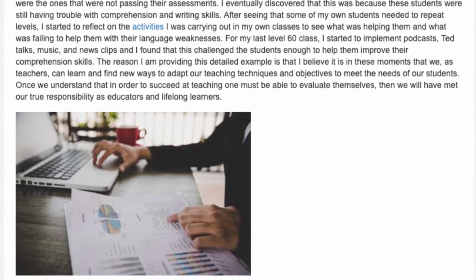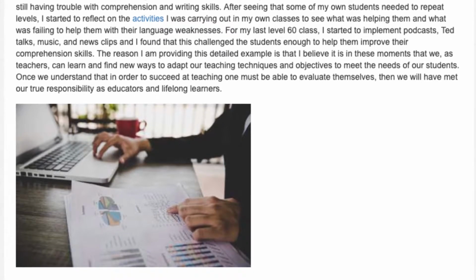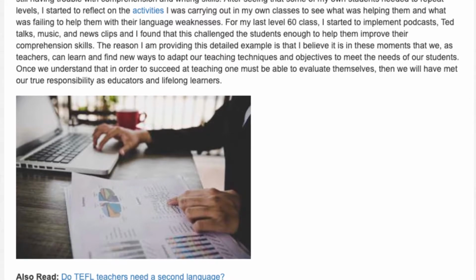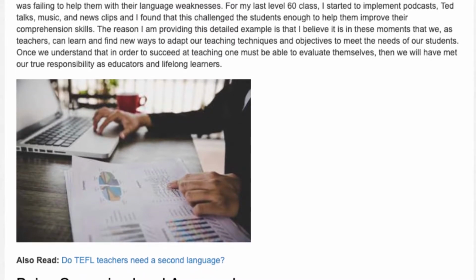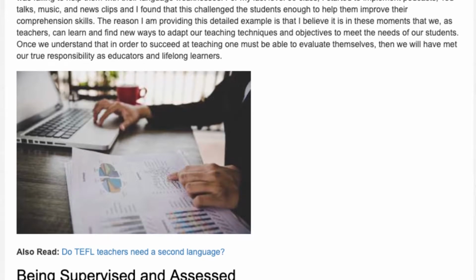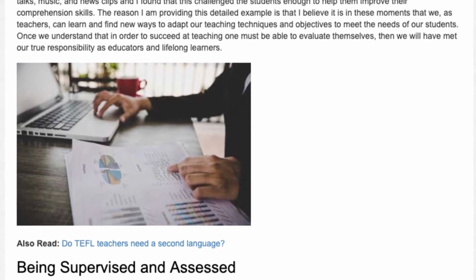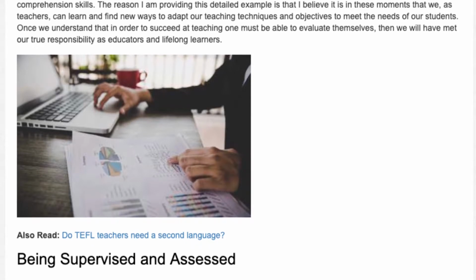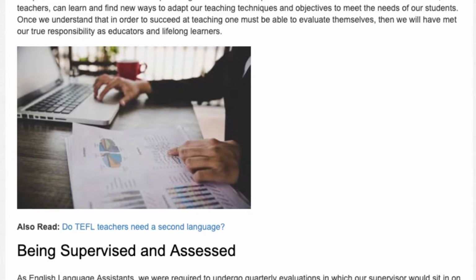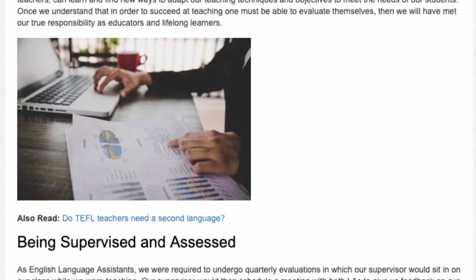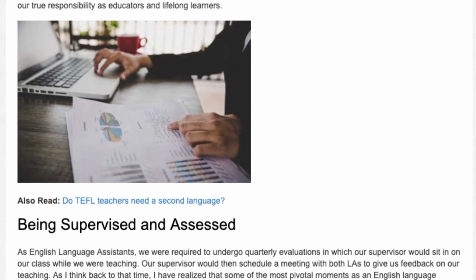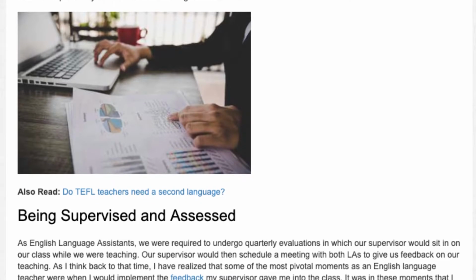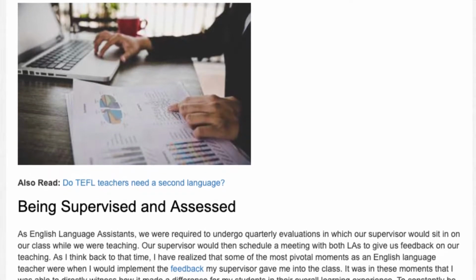The reason I am providing this detailed example is that I believe it is in these moments that we, as teachers, can learn and find new ways to adapt our teaching techniques and objectives to meet the needs of our students. Once we understand that, in order to succeed at teaching, one must be able to evaluate themselves, then we will have met our true responsibility as educators and lifelong learners.